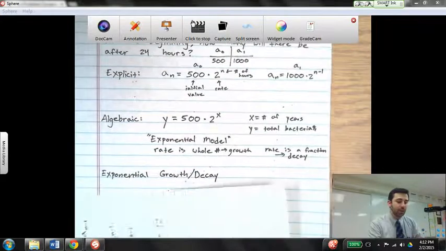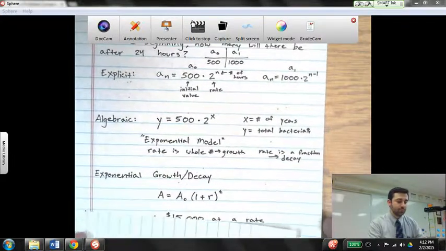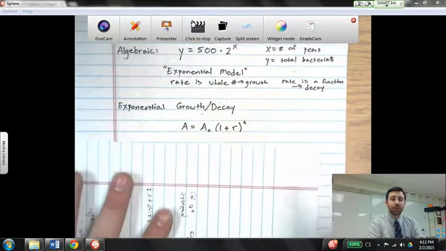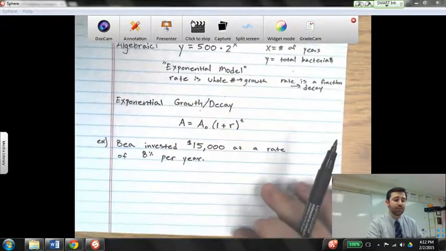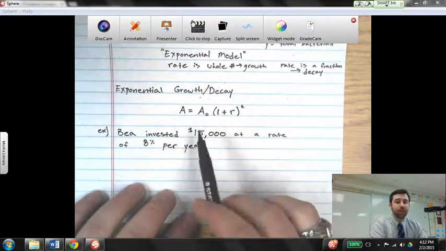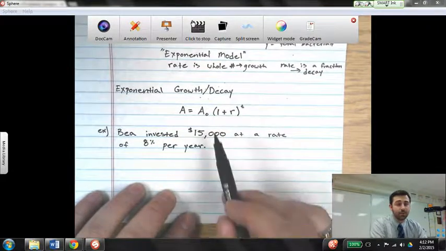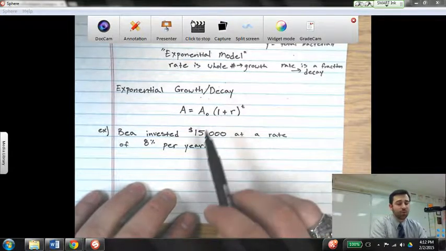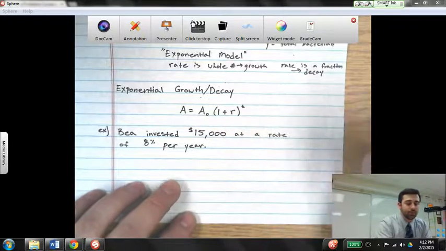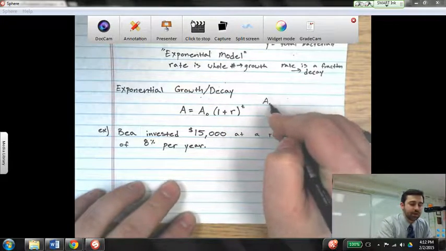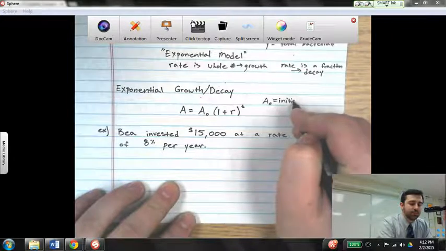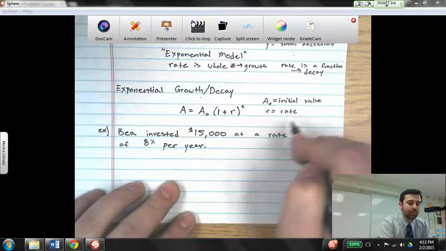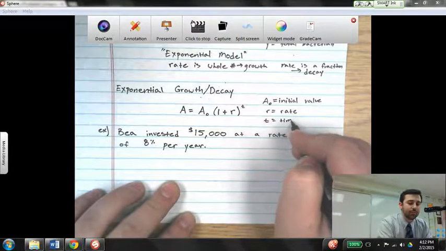However, we also have a specific exponential growth and decay model that we use. The general form of these exponential growth and decay models is a equals a sub 0, or we can also refer to this as a naught, times the quantity 1 plus r raised to a power of t. This is where a sub 0 is the initial value, r is my rate, and t is my time.